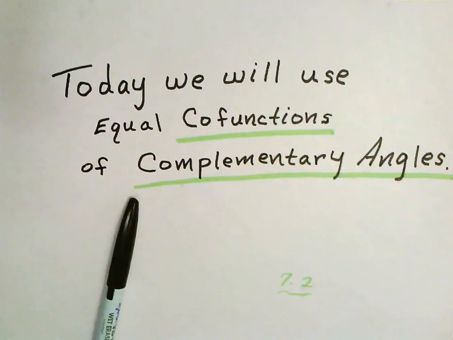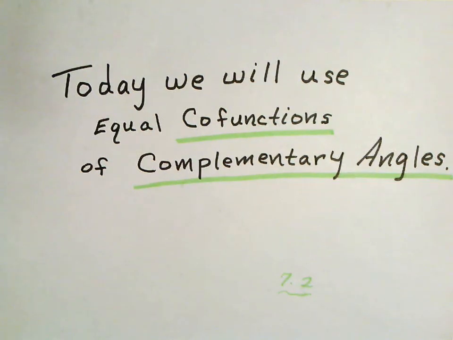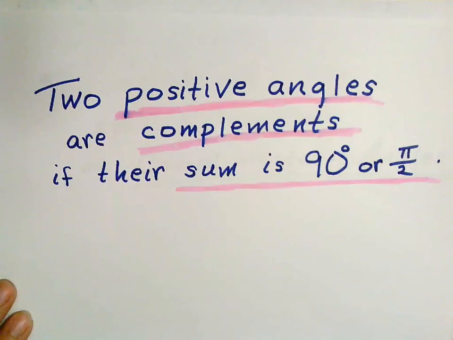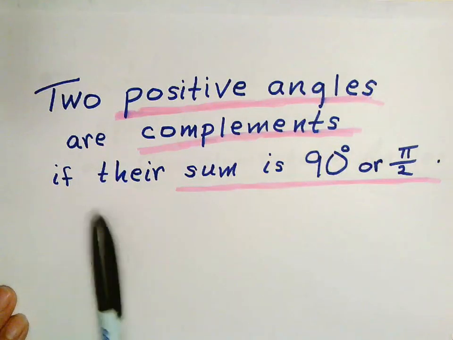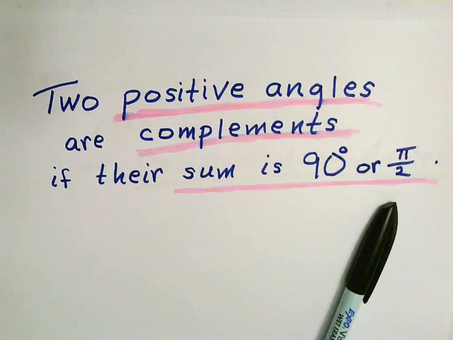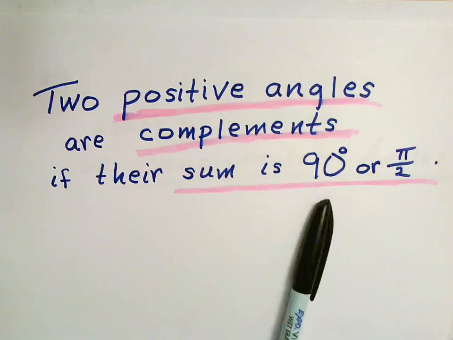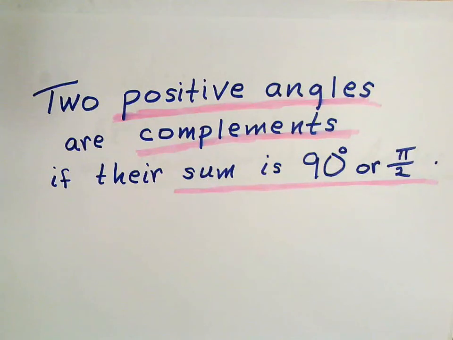Today, we will use equal cofunctions of complementary angles. Well, let's review what we mean by complementary angles. Two positive angles are complements if their sum is 90 degrees or pi over 2 radians. Remember, it's the same thing as 90 degrees. Let's look at some examples.